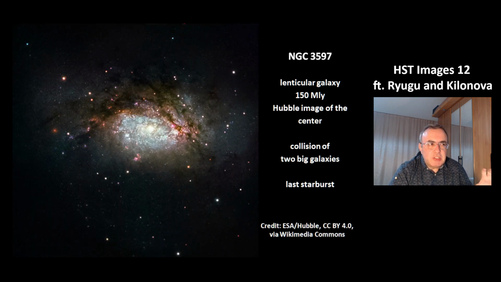This is a closer picture of the center region from Hubble. And this structure is a product of the collision of two big galaxies. And we can see, since the gas and dust clouds are compressed, this is one last time that starburst happens. And over time, the star formation rate will decrease more and more, and eventually it will stop.